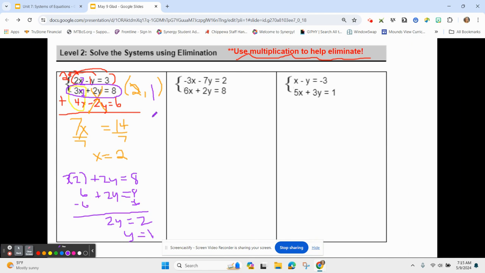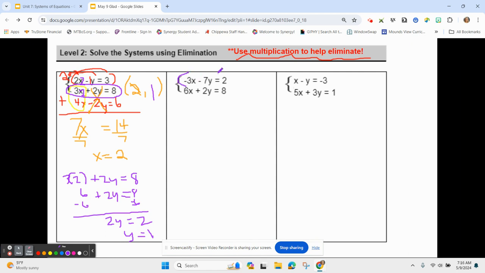Let's look at example 2. If I'm looking at my x's here, they don't quite cancel. Same thing with my y's. I've got a -7 and a +2. So that one would take a lot of work. I'd have to change both of my y's to cancel. So I'm going to choose my x's simply because if I've got a 6x, I can force multiplication on the -3 to become a -6.